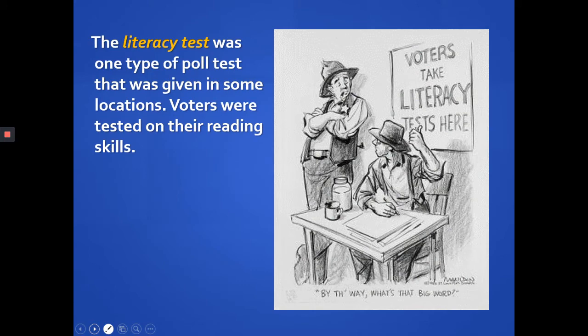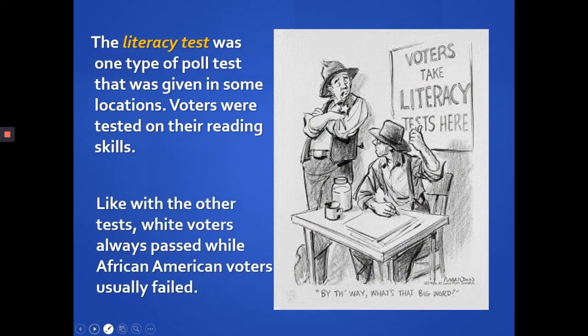Another barrier that was presented were literacy tests. They were a type of poll test that were given in some locations where voters were tested on their literacy skills. Now the problem with this is that white voters usually passed, and African American voters usually failed, and a lot of this was to do with the level of education that was provided. In the South, if you were African American, good education was usually out of your reach. It just meant that you didn't have that ability to be as educated because of things like segregation and discrimination.